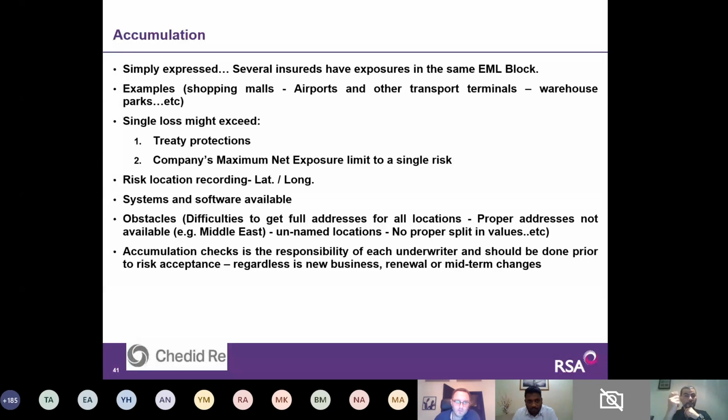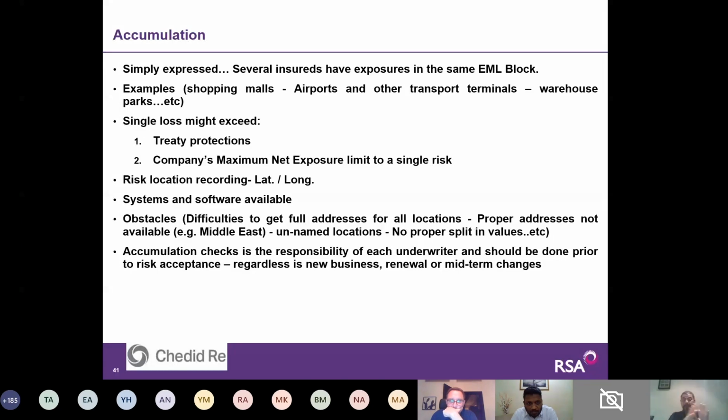It gives me an alert. Muhammad, you are deploying maximum capacity in this shopping mall. You cannot write Carrefour because you already have maximum capacity. Okay, Muhammad, you have only 10 million capacity you can deploy in Carrefour. Example, shopping malls, airports, warehouse parks. A single loss might exceed treaty protection, the company's maximum net exposure limit to a single risk. This is what we're saying.